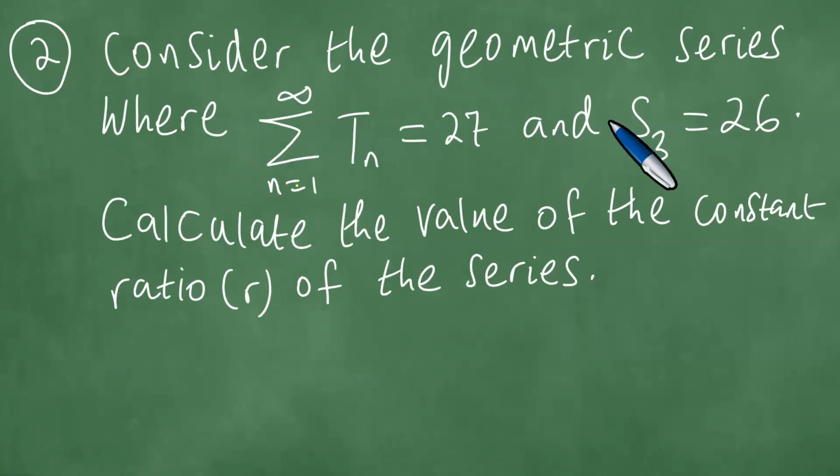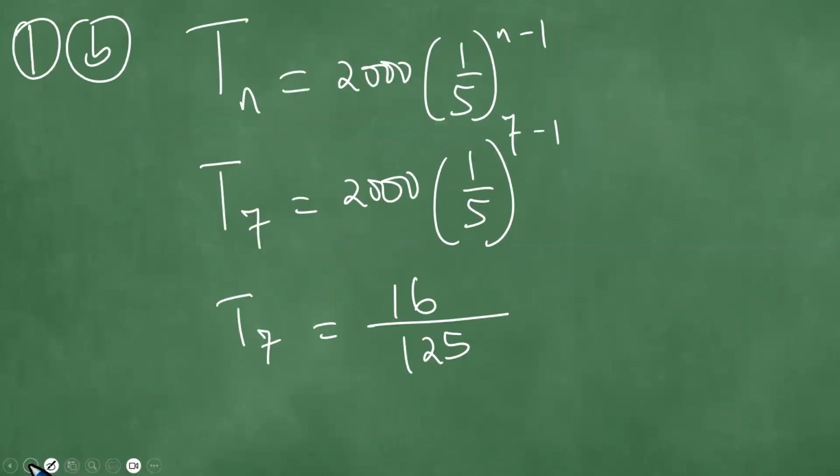Consider the geometric series. There is a geometric series, so it's geometric, meaning it has a constant ratio. Now, something extremely important to note is that we have the infinite series, the sum to infinity of Tn equals 27, and S3 is 26. S3 means the sum of the first three terms of the series is 26. Calculate the value of the constant ratio r of this series. So we need the value of the constant ratio. We're looking for r.